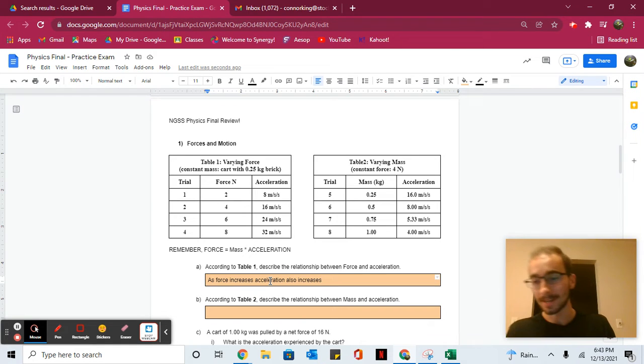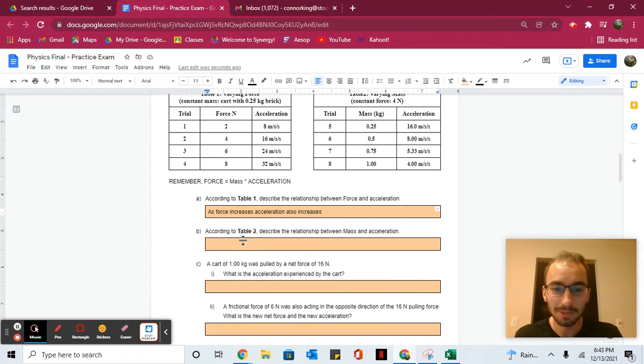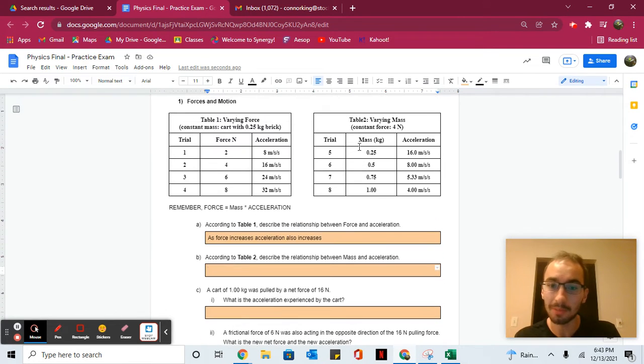Alright, next. According to Table 2, describe the relationship between mass and acceleration. So in Table 2, the mass is changing now. So as the car's getting heavier, the acceleration is slowing down. And that's like in real life. Things that are heavy have more inertia, so they're a bit harder to get to go fast. So, as mass increases, it's the opposite. Acceleration decreases.